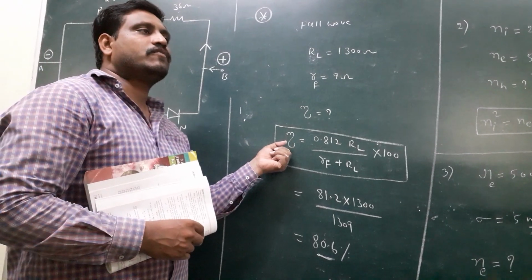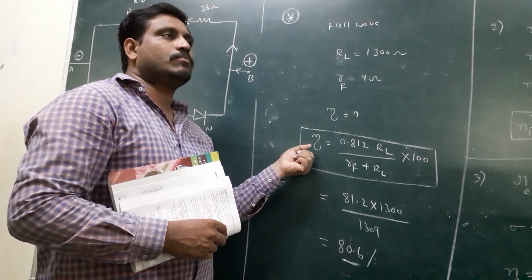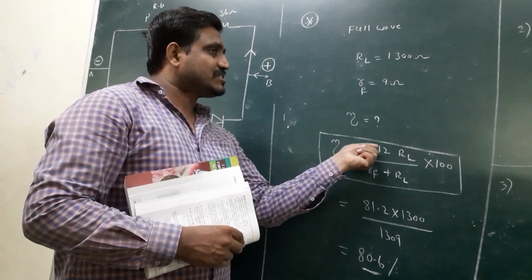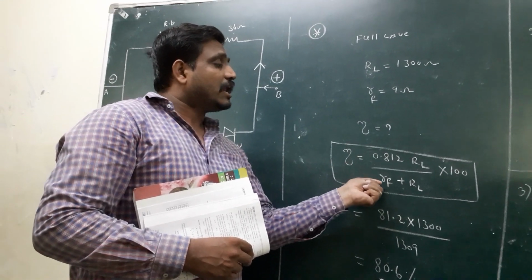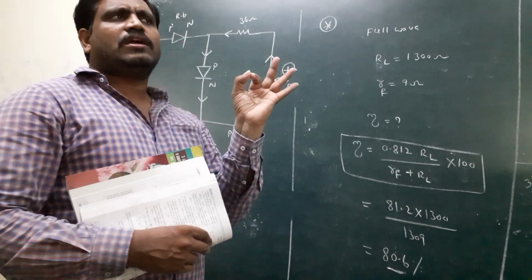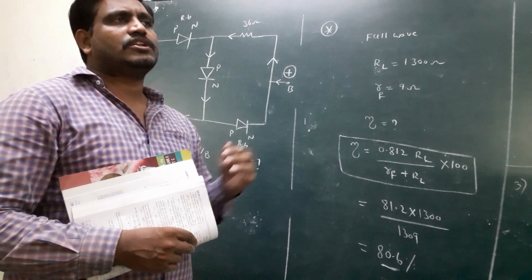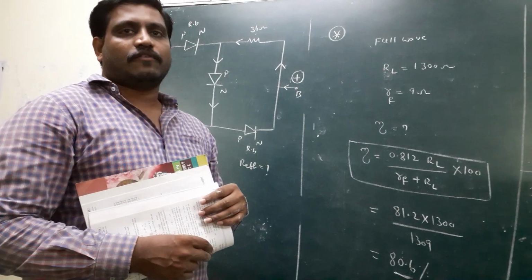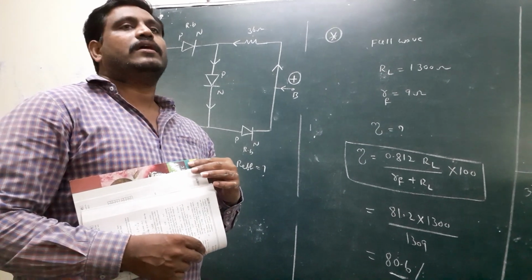Similarly, the half wave rectifier efficiency formula is 0.406 RL by RF plus RL. Generally, what is the efficiency definition? Output DC power by input AC power. That is the formula for a rectifier.